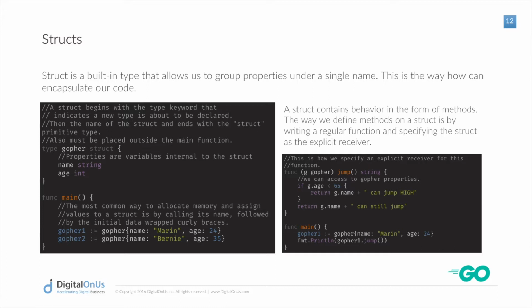A struct also contains behavior in the form of methods. The way we define methods on a struct is by writing a regular function and specifying a struct as an explicit receiver. In the code on the right, we can see how we can specify an explicit receiver of this function. Also, we can access the struct properties.